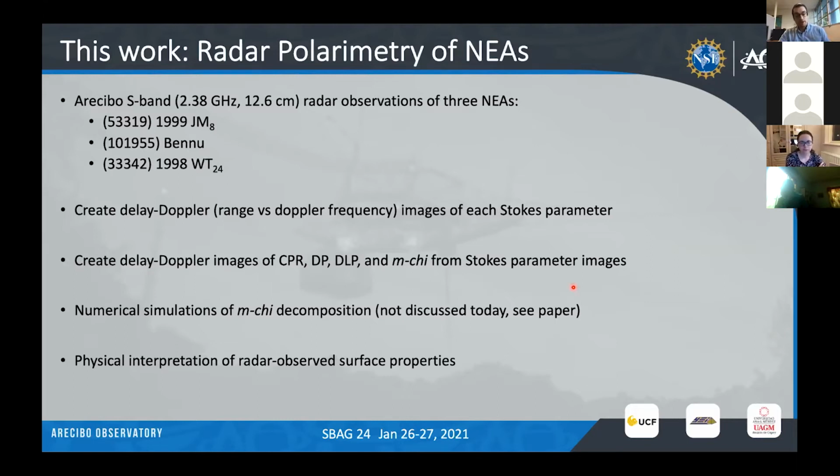Since the M-chi decomposition was originally developed for the Moon, which generally has smoother surfaces than what we've seen for spacecraft-visited asteroids, we wanted to augment the interpretation based on a more complex geometry. That's not discussed today, but it is discussed in a paper that I'll provide a link to at the end of this talk. And then ultimately, what we want to know is what is the physical interpretation that we can pull out of these polarimetric images? And so I'll discuss that a little bit as well.